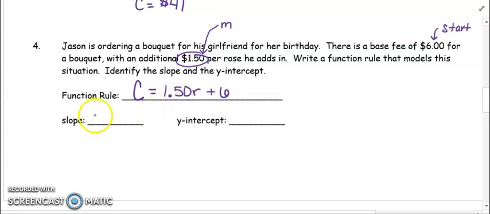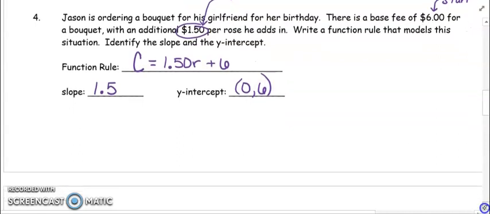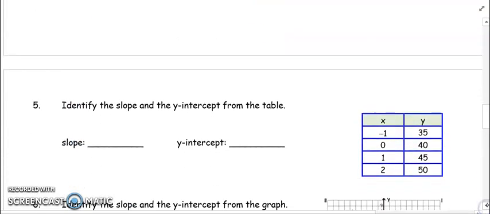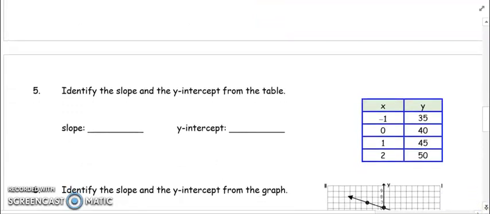So the slope, the one that's attached to the variable, is 1.5, and then my y-intercept, my starting point, is (0, 6). Let's go ahead and flip it over. And now we're going to take a look at our table. What I want us to do here is identify the slope and the y-intercept. When it's in table format, it's nice just to be able to do our jumps.